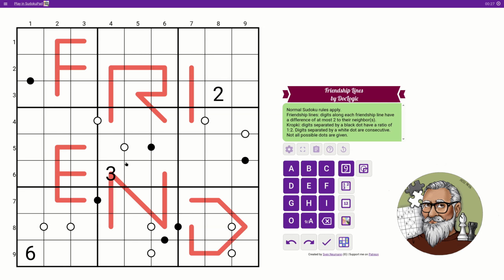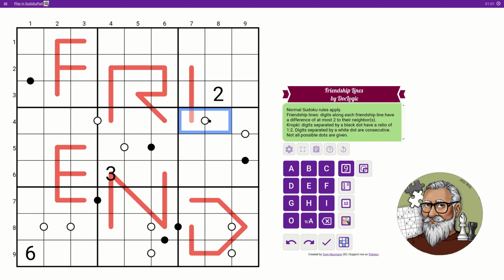Normal Sudoku rules apply. The digits 1 to 9 in every row, column, and 3 by 3 box. Friendship lines: digits along each friendship line, they're all the same color, which is red, have a difference of at most 2 to their neighbors. Kropki: digits separated by a black dot have a ratio of 1 to 2. Digits separated by a white dot are consecutive, and not all possible dots are given.